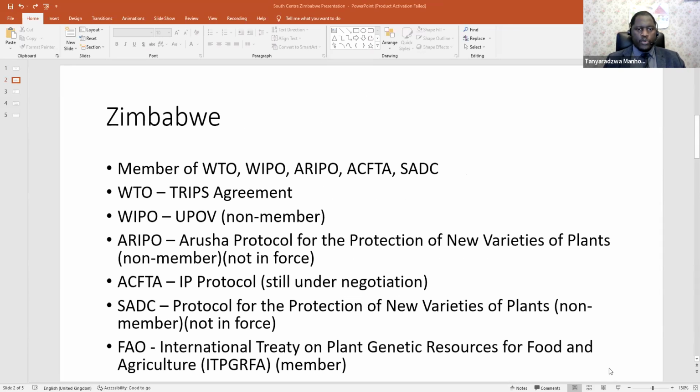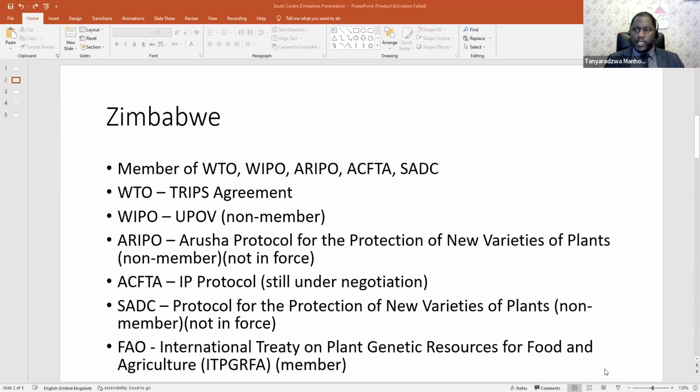For ARIPO, as has already been explained by Dr. Adebola, there is a protocol there, but it's not yet in force, and we have not yet signed on to that protocol. We do have the African Continental Free Trade Area, which is new. There is an IP protocol being negotiated under that free trade area, and it's not yet clear whether plant protection would fall under that IP protocol, but it's something that we will see as the negotiations go forward.